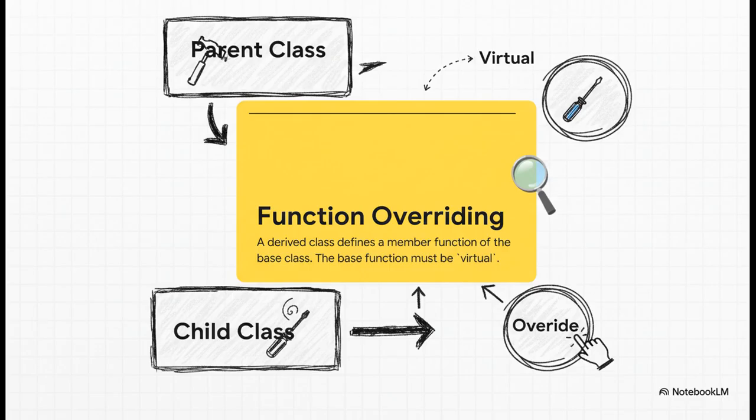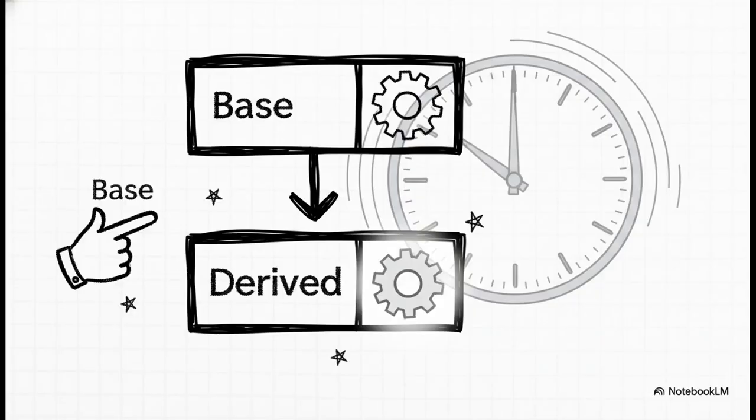Think of a general parent class and a more specific child class. The child class can provide its very own unique version of a function that it inherited from its parent. And the magic word, the secret ingredient that makes all of this dynamic, is the keyword virtual. Okay, let's break this down because this is the key.